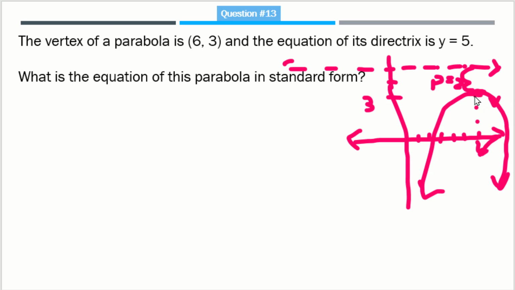All right, and if we go down 2 more units this way, we'll find the focus. Because it's pointing down, P is going to be negative. So instead of positive 2, P is equal to negative 2. We're starting at the directrix and we're going down.